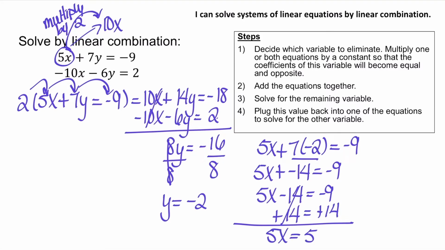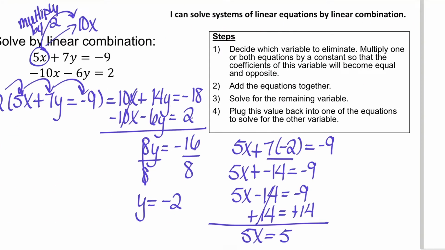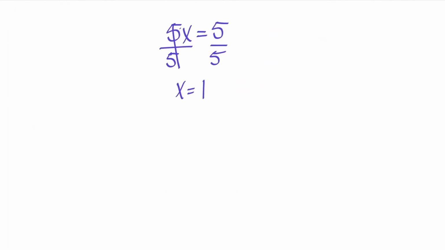So 5x equals 5. I can now solve that equation by dividing both sides by 5, right? I'm going to divide both sides by 5, which gives me x equals 5 divided by 5, which is 1. So I have x equals 1, and then I have y equals negative 2. So my solution to the system of equations will be (1, negative 2).